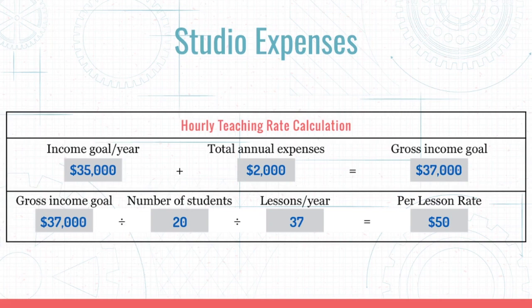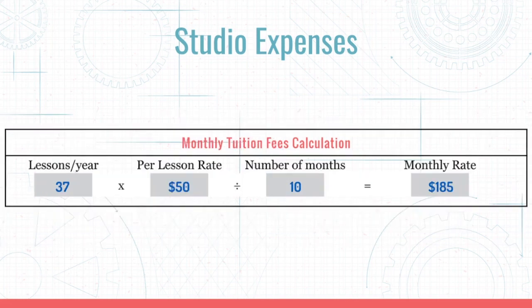Then we divide this gross income goal by the number of students and then by the number of lessons in the year. And we get a per lesson rate of $50, which to me seems quite a good rate. When you come up with this rate at the end, maybe it'll be far too high and you need to rethink things and the market won't bear it. But I think it's important to do the calculation this way around anyway, just as an exercise.